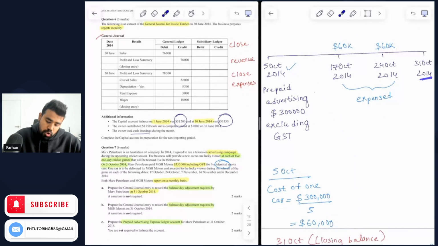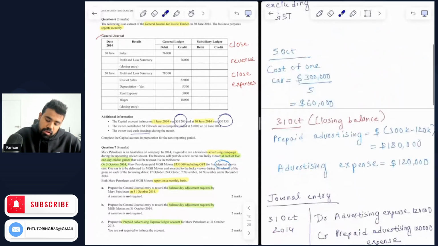So 31st of October is obviously the closing balance, given that we understand that out of the $300,000 that we have prepaid for advertising, we have expensed $120,000. All right, so we have already consumed $120,000 of the economic benefit that comes with the prepaid advertising transaction that we have made on the 5th of October, and that was $300,000 in total for 5 cars.